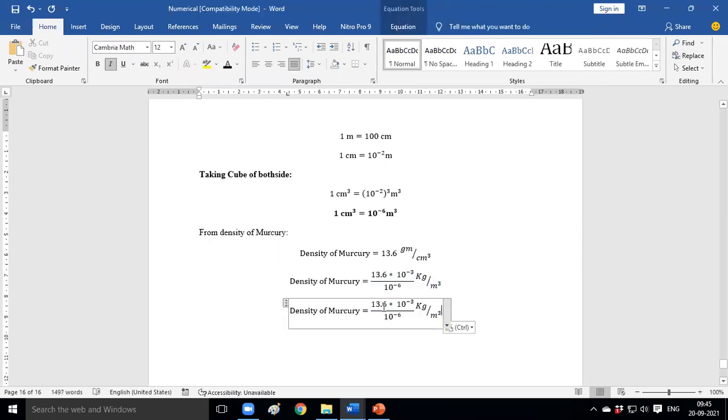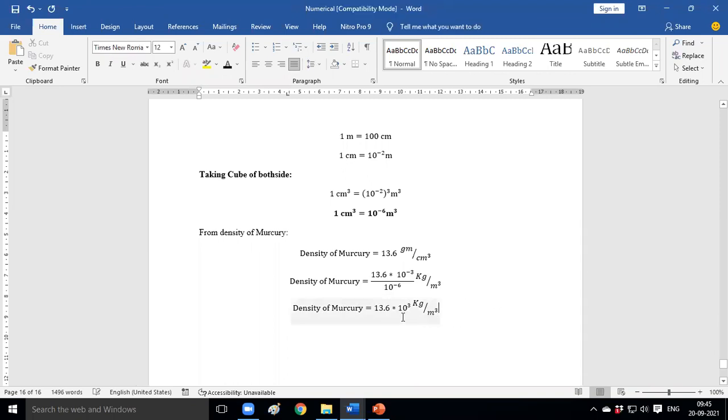Similarly, just simplified it, so we get 13.6 multiplied by what will be the power of 10 now? 10 to the power 3. Is it plus 3 or minus 3? Plus 3. So this is a conversion. Density of mercury is 13.6 into 10 to the power 3.